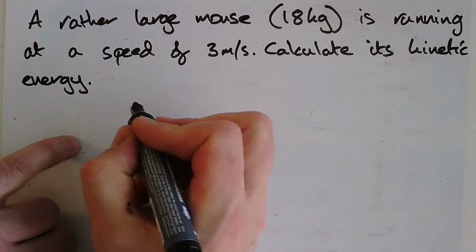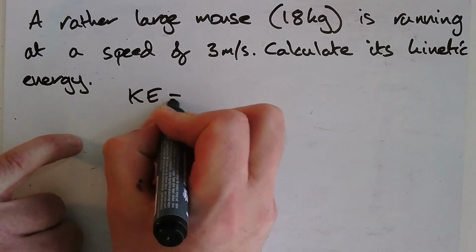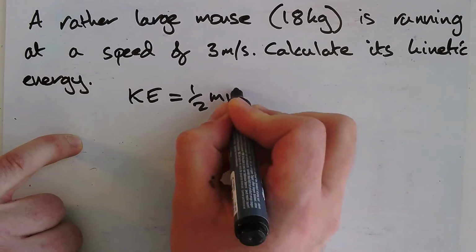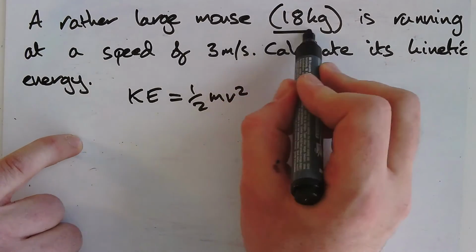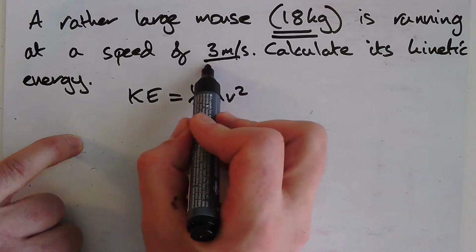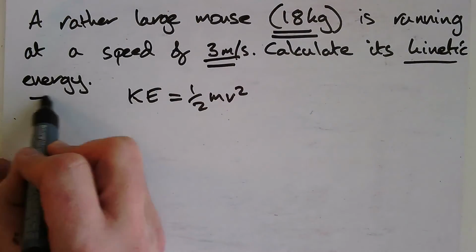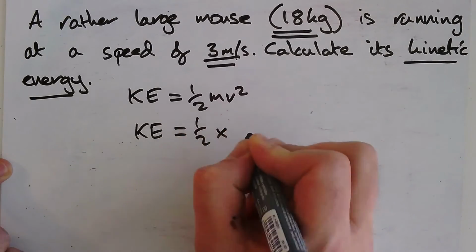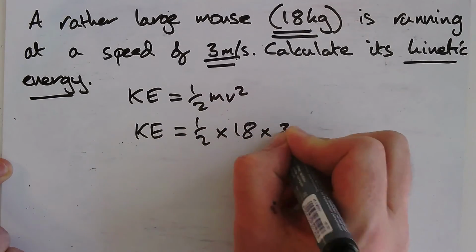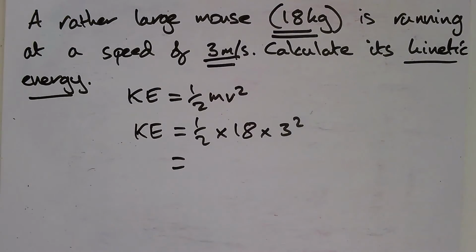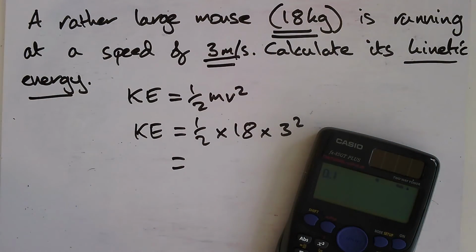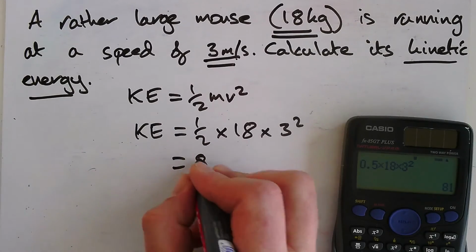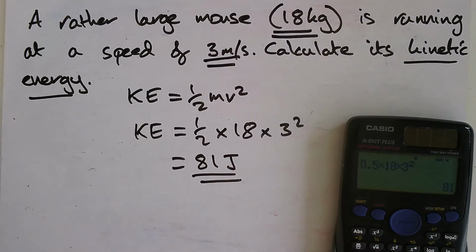Okay, so we write out the kinetic energy equation. We look at the values that we've got. We've got a mass, we've got a speed, and it's asked us to find the kinetic energy. So we're finding kinetic energy. Kinetic energy is equal to half times 18 times 3 squared. Grab my calculator. 0.5 for the half times 18 times 3 squared gives me an answer of 81 joules. Well done if you got that.